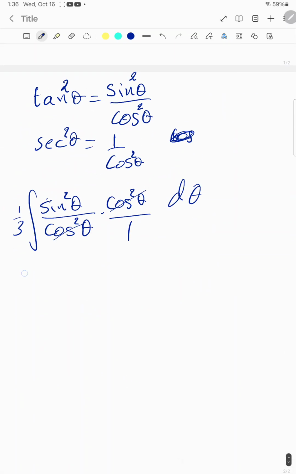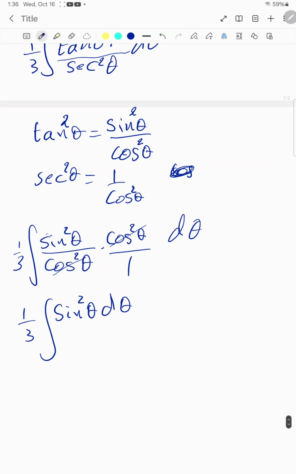So my integral becomes 1/3 integral of sine squared of theta d theta. And here I want to use a trigonometric identity that says sine squared of theta is equal to 1/2 times 1 minus cosine of 2 theta. This is a formula you can use. So I will replace my sine squared of theta by 1/2 times 1 minus cosine of 2 theta.